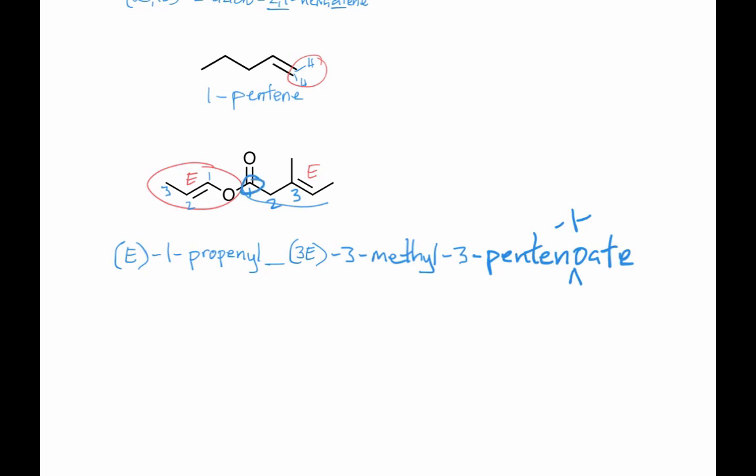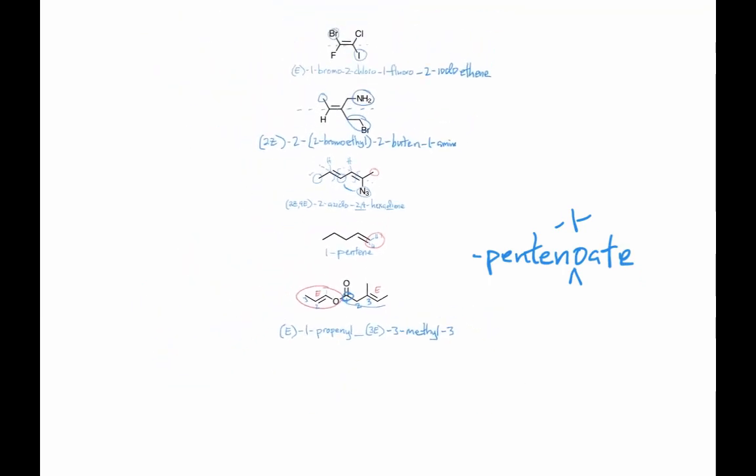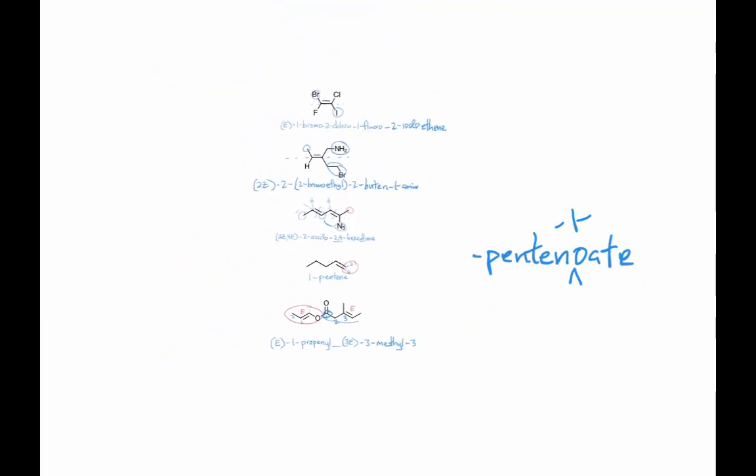Okay, so there are 5 examples of naming alkenes, and I don't know why that part of the name stuck out there, but there are 5 examples, and so hopefully you can look at the worksheet and get through most of that.